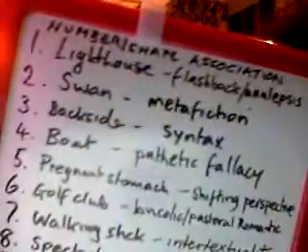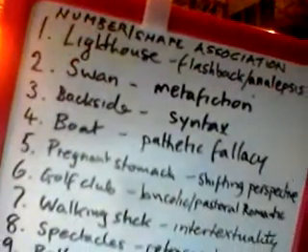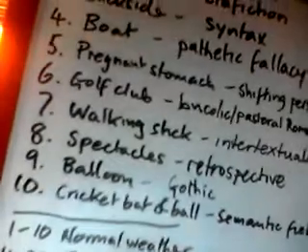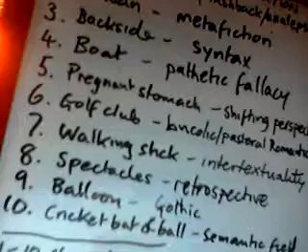The number 1 apparently looks like a lighthouse. The number 2 looks like a swan. 3 is a backside if you turn it that way round. And number 4 looks like a boat. You've got to use your imagination for this. Number 5 is a pregnant stomach. Number 6 is a golf club. Number 7 a walking stick. Number 8 a pair of spectacles. Number 9 a balloon. And number 10 is a cricket bat and ball.